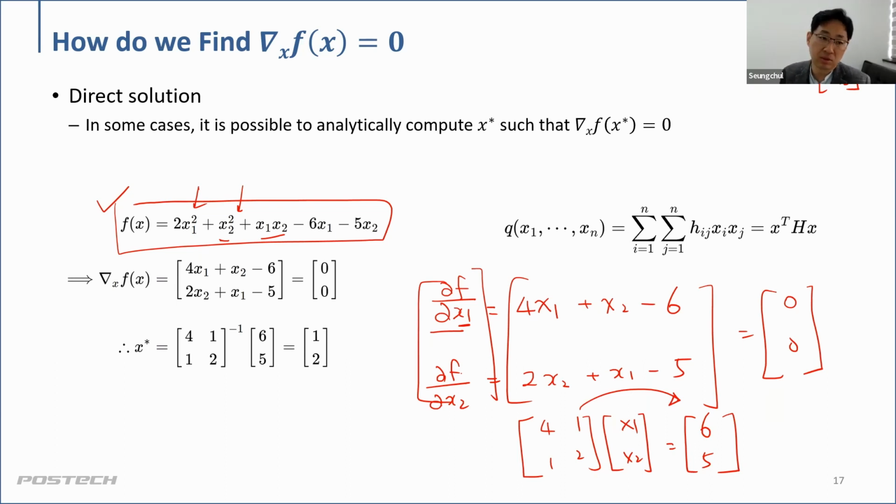That's the exact solution, or direct solution. Suppose we have an objective function with a closed form expression, and at the same time we can compute the partial derivatives or gradient of it, we can find the solutions like this. And like I said, in some cases it's possible to analytically compute x star, just like the example I demonstrated. Let me ask, do you think this is a convex problem or not? What do you think?